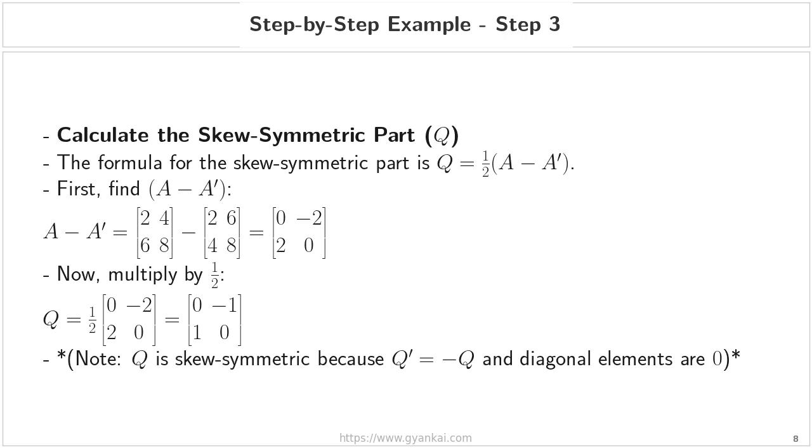As a point of verification, notice that matrix Q is indeed skew-symmetric. This is evident because the elements along the main diagonal are all 0, and the transpose of matrix Q is equal to negative matrix Q. With both the symmetric and skew-symmetric parts now calculated, we are ready to verify if their sum brings us back to our original matrix.